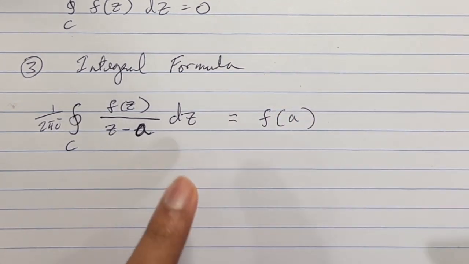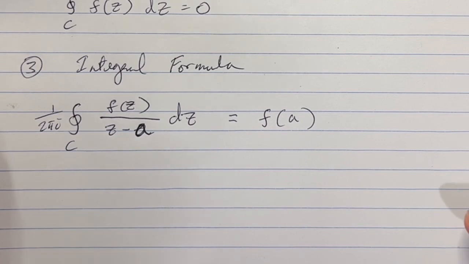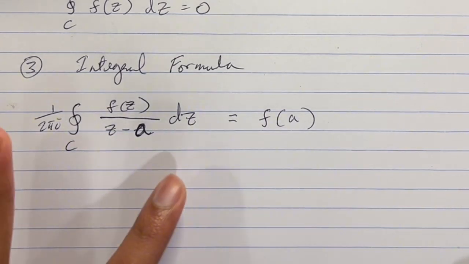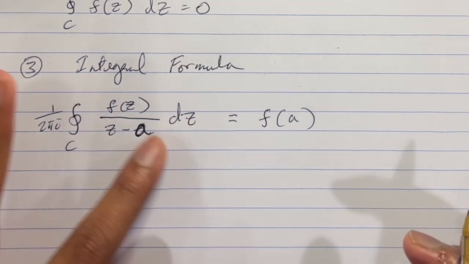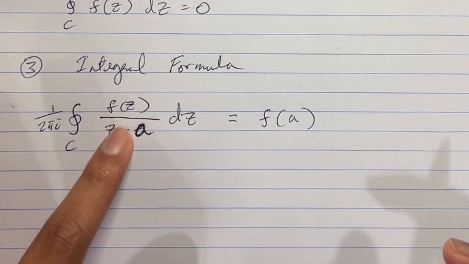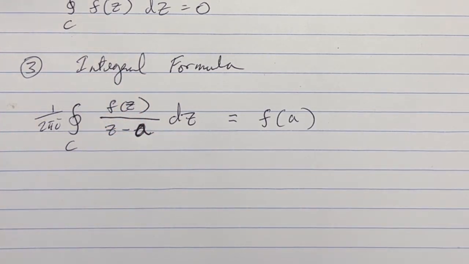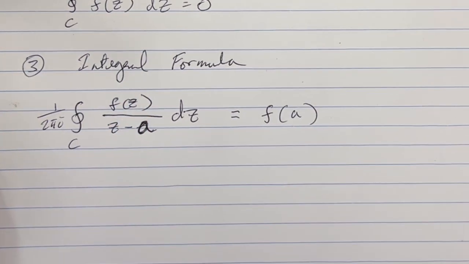It's kind of magic, right? It's a magic formula, Cauchy's integral formula. It tells us that just by integrating around something very similar to a function, we can actually get the value of the function at a point. Okay, so how do we proceed?